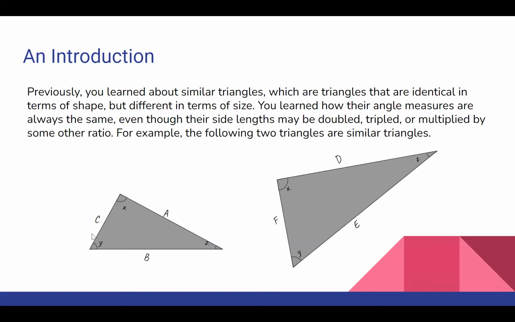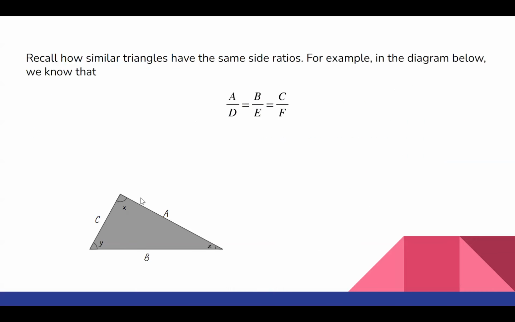We have this triangle, A, B, C, and the angles here are X, Y, and Z. And on this triangle D, E, F, the angles are also X, Y, and Z. So these angles are all equivalent. Z is equal to Z here, Y is equal to Y, and X is equal to X. So therefore, these two triangles are similar, meaning that even though this triangle is larger, the side lengths will be proportional.